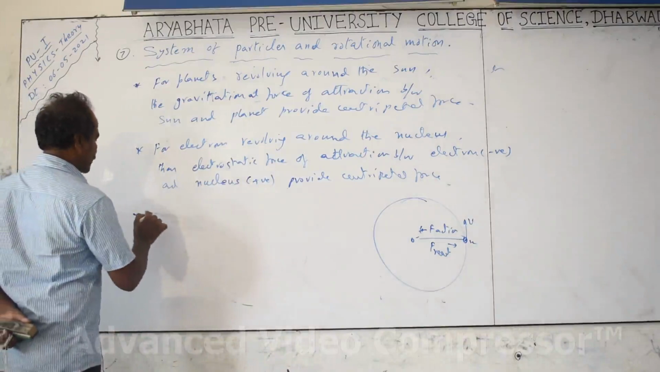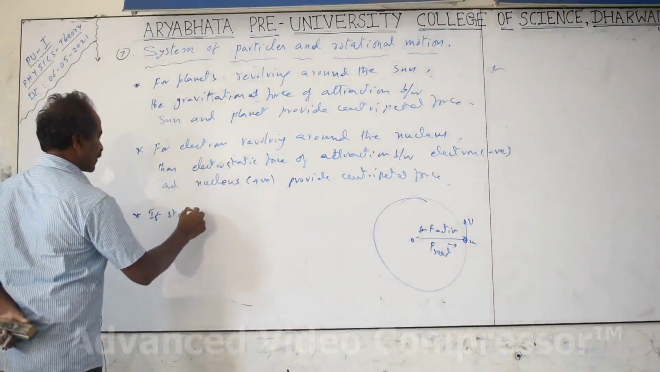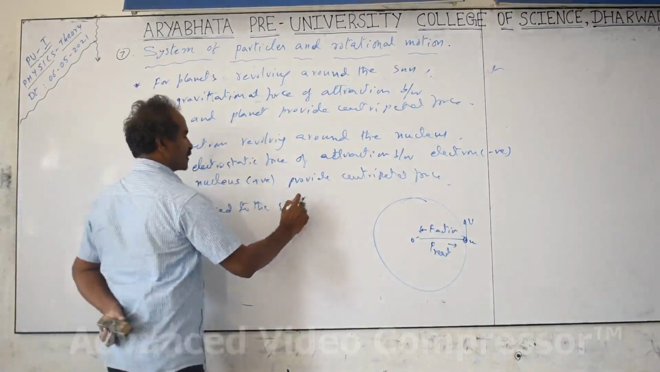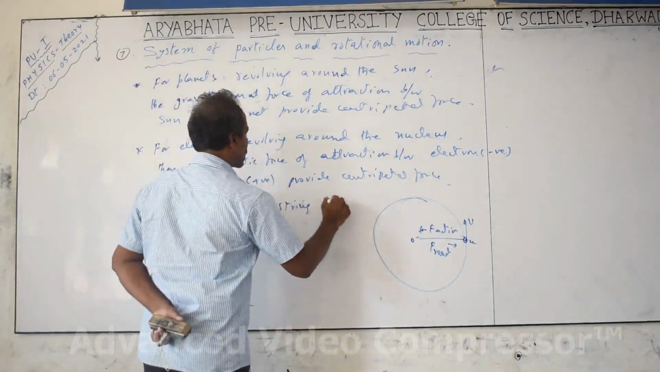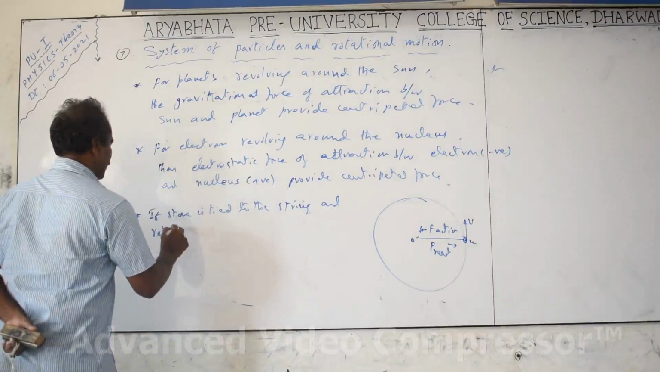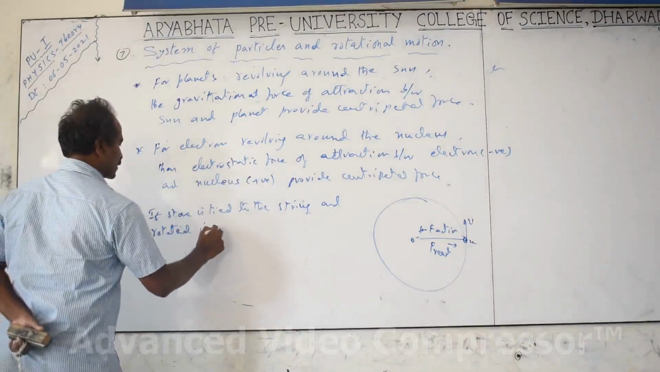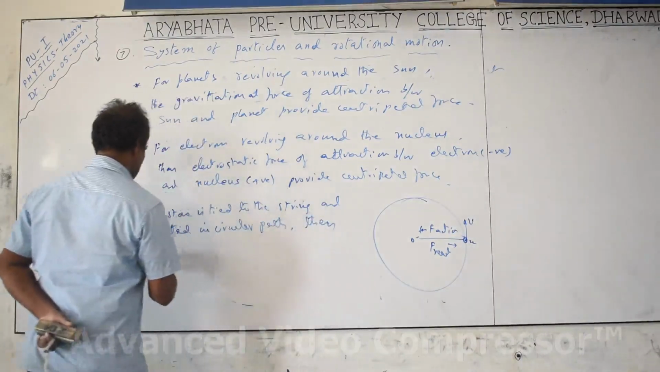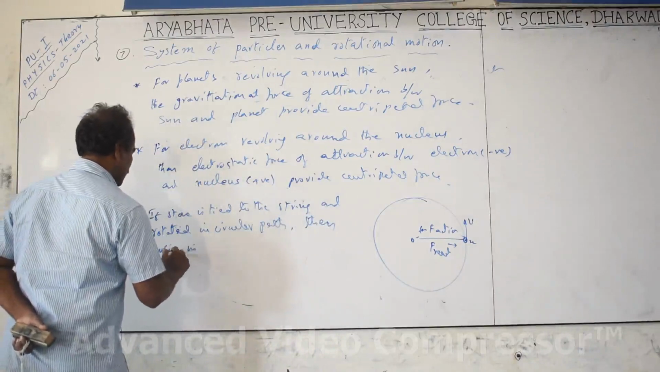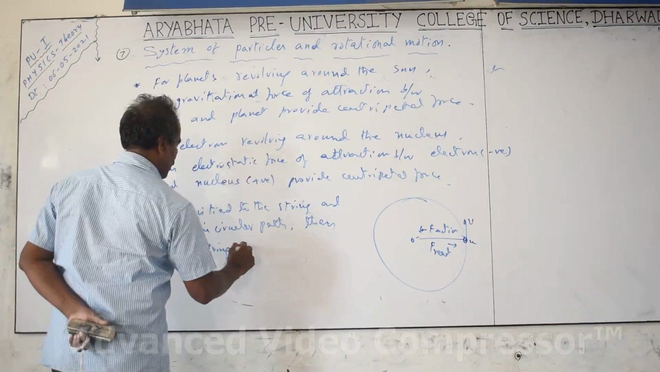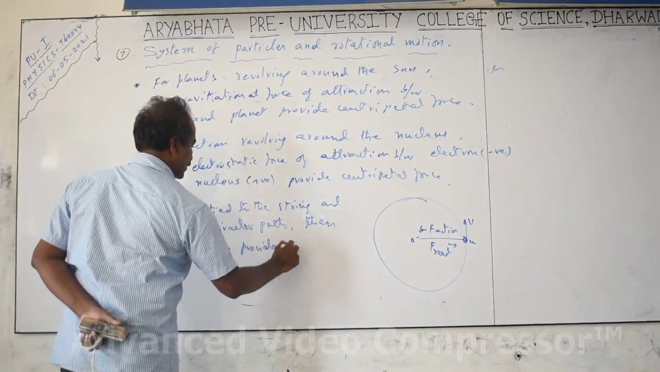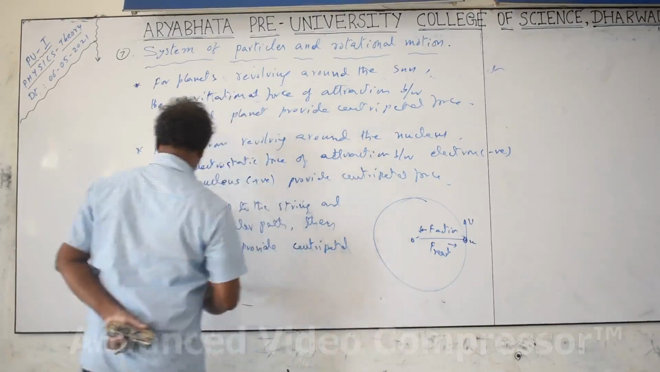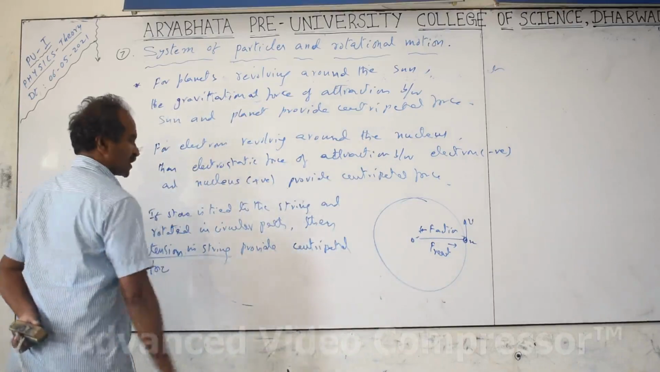Next is, if a stone is tied to a string and rotated in a circular path, then tension in the string provides the necessary centripetal force. Tension in the string is nothing but centripetal force.